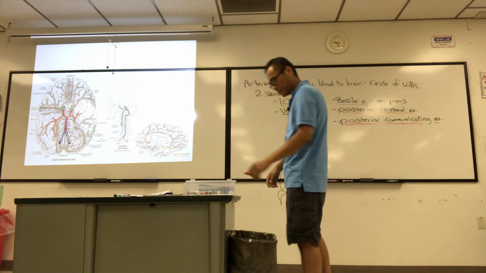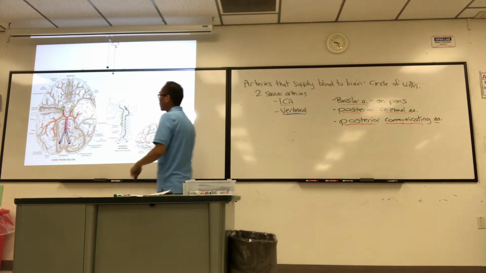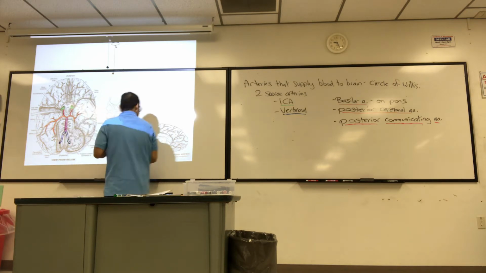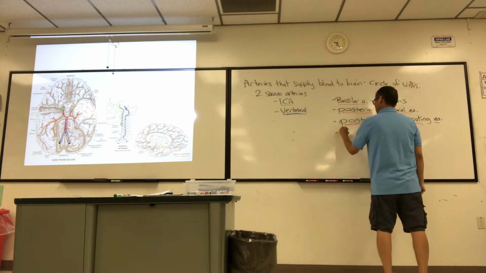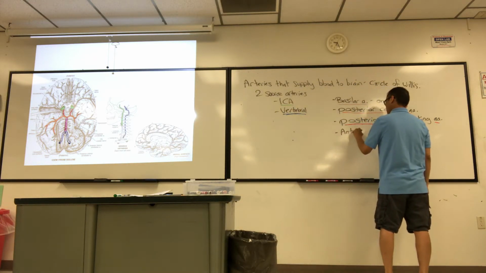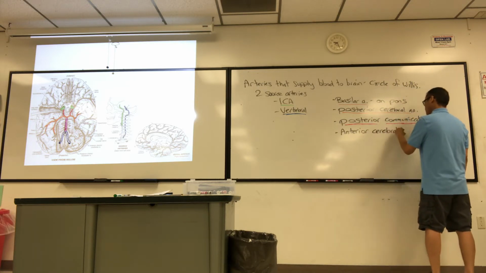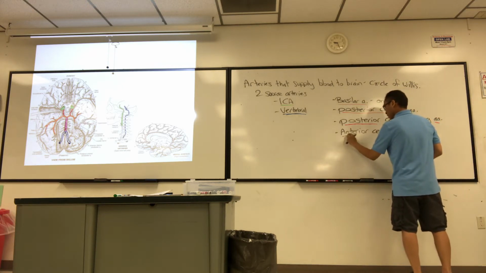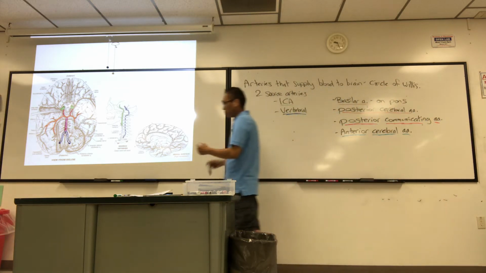The internal carotid is going to give off a branch that goes anteriorly. Those are called the anterior cerebral arteries. I'll use this light blue color. So look for the ICA, and it comes right off of it at the beginning, right here.